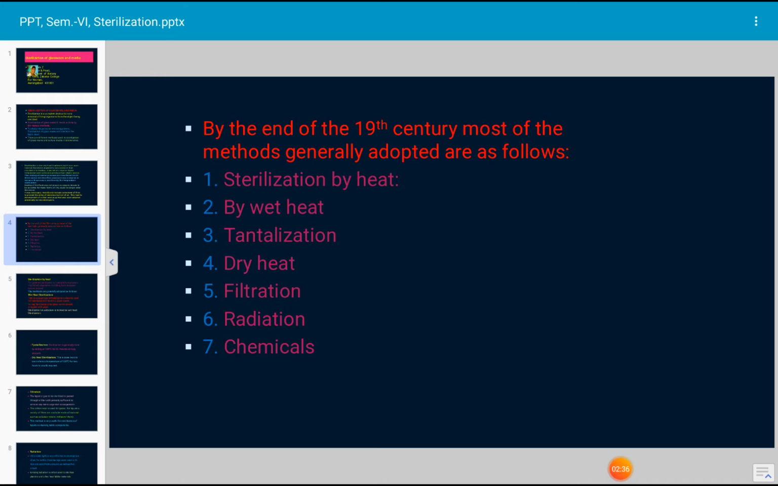Sterilization by heat. Sterilization by wet heat. Sterilization by the method of tyndallization. Sterilization by dry heat, sterilization by filtration, sterilization by radiation and sterilization by chemicals. These are the different methods of sterilization used in several places in the plant pathology laboratory.